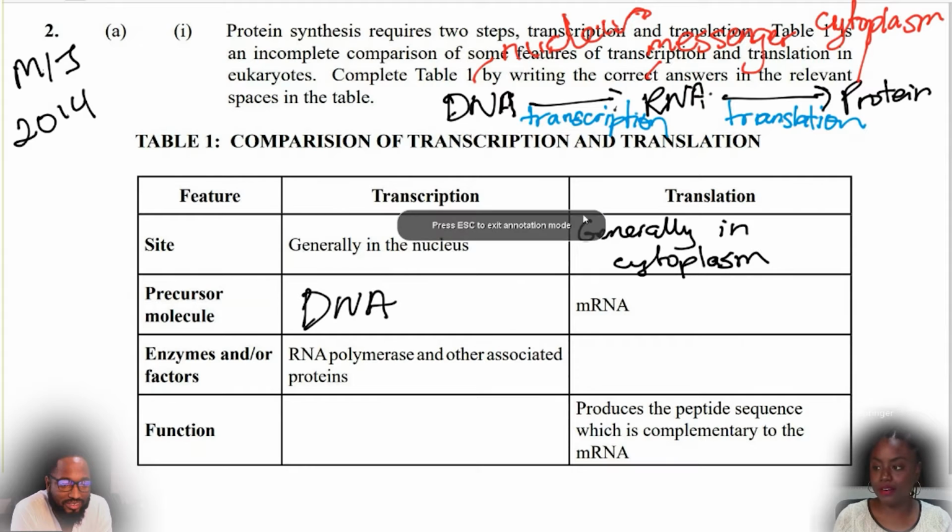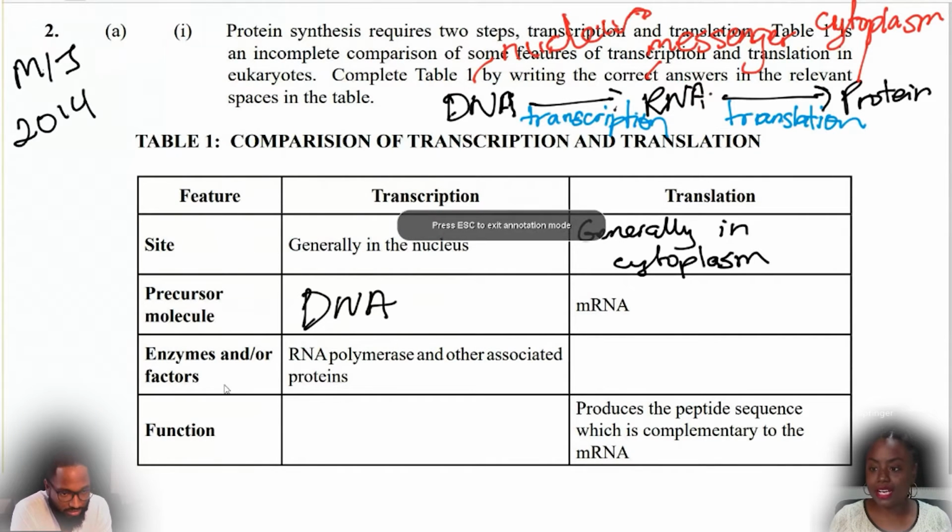Likewise, they filled in mRNA for us. For translation, it's going from RNA translated into protein. So the precursor, what comes before, would be RNA or mRNA as they put it, right? Because remember, it's messenger RNA. Got it. So that's an easy one.